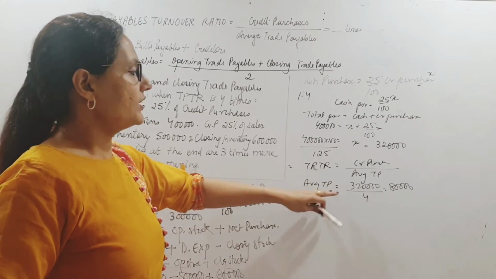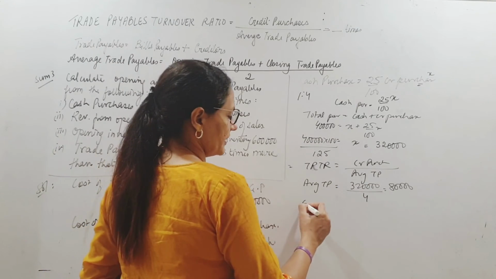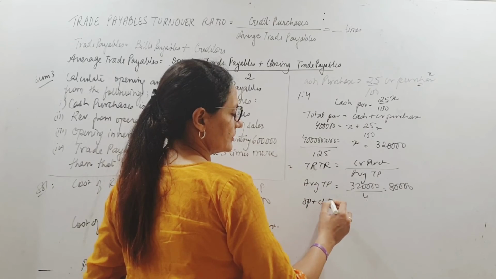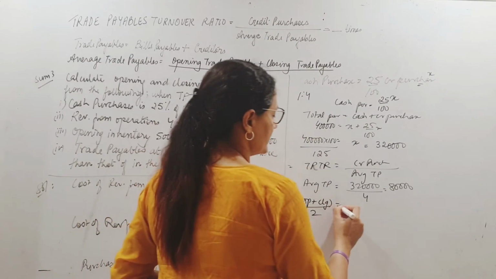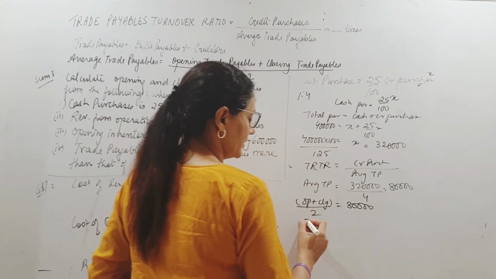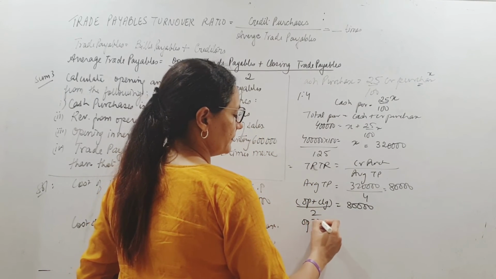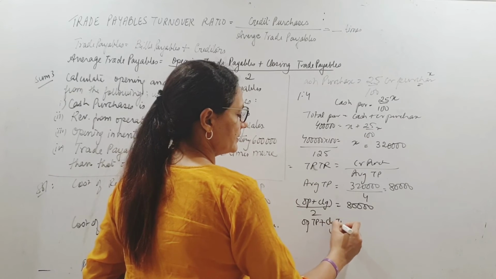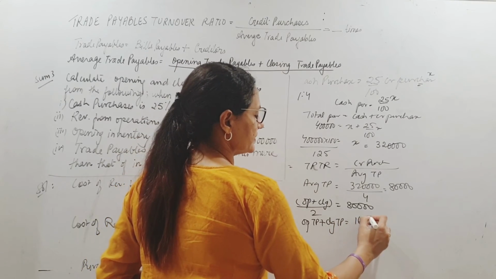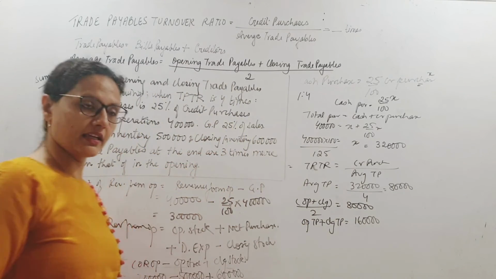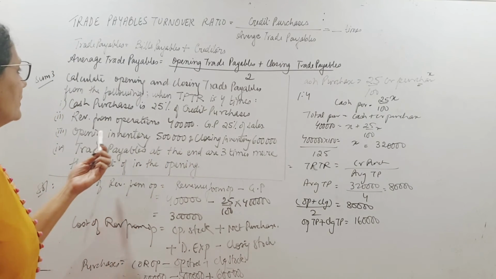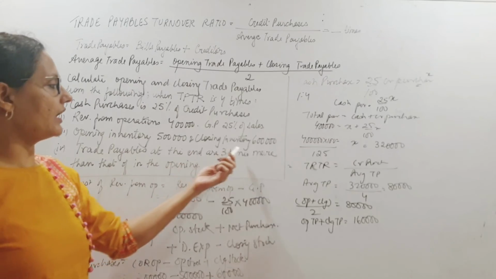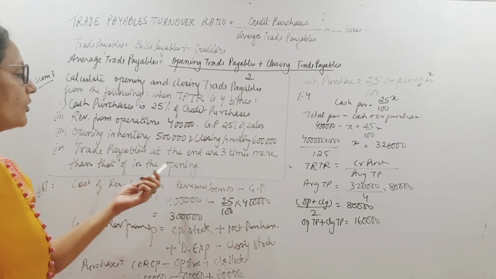Now what is left? Average trade payables, meaning opening plus closing trade payables divided by 2, is equal to 80,000. Therefore, opening trade payable plus closing trade payable is equal to 1,60,000. I take 2 to the other side. And what is the relationship between them? Trade payables at the end are 3 times more than that of the opening.